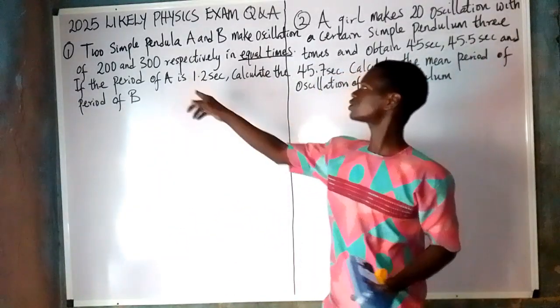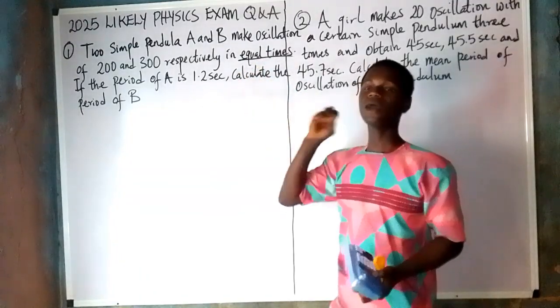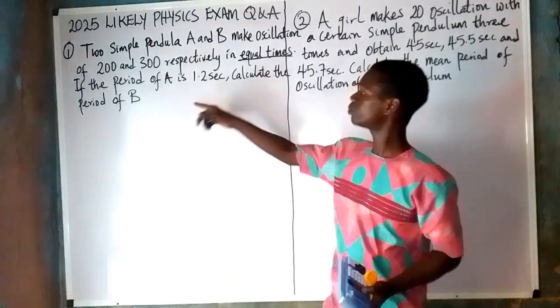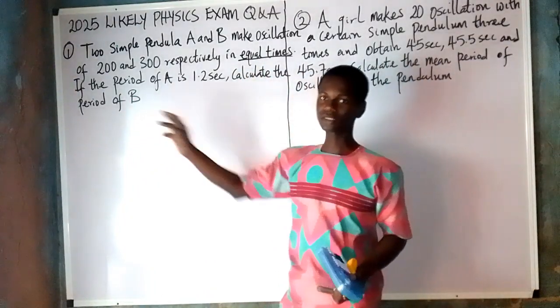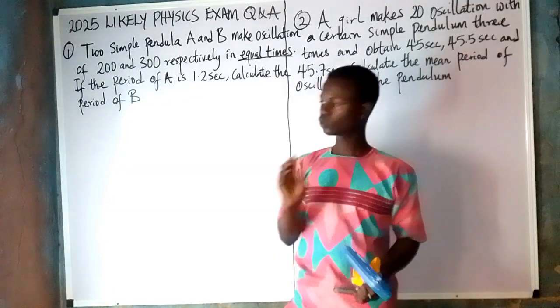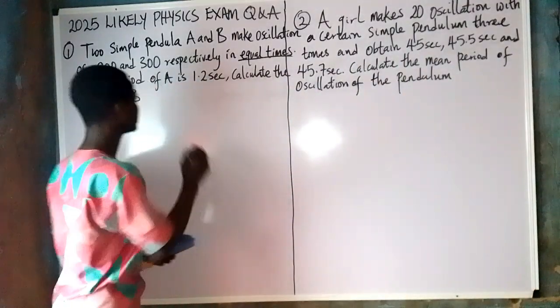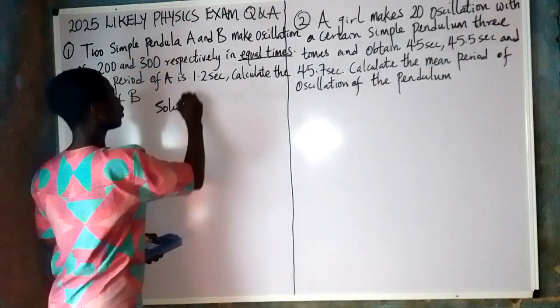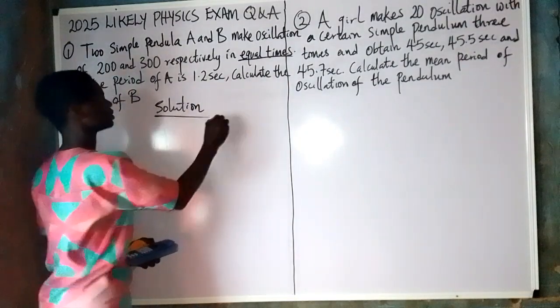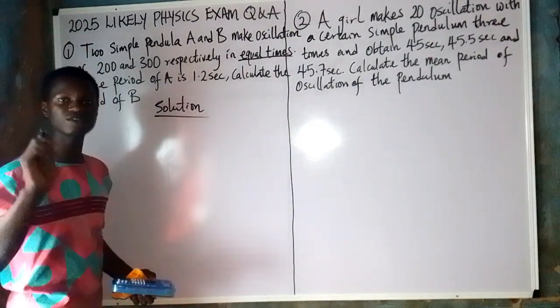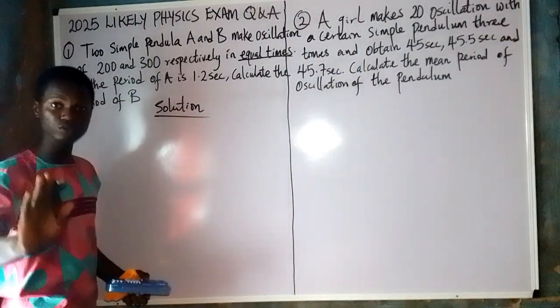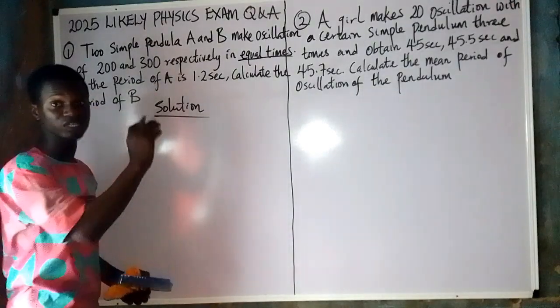Now if these guys oscillated in equal time, what will be the period for B? That is what we are asked to find. So solution. Let's see what we have to do to get the answer to this. First thing first, what is the formula for period? And before we even do that, let's derive all that was given in this question.